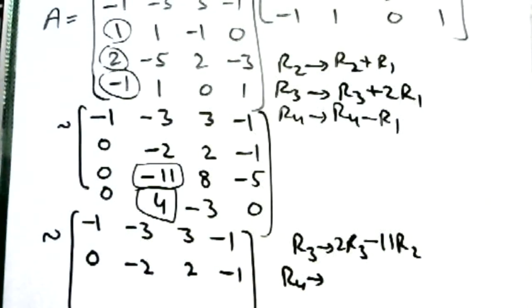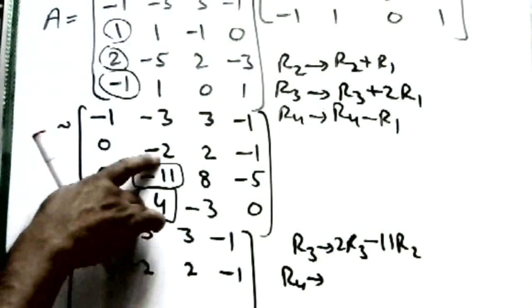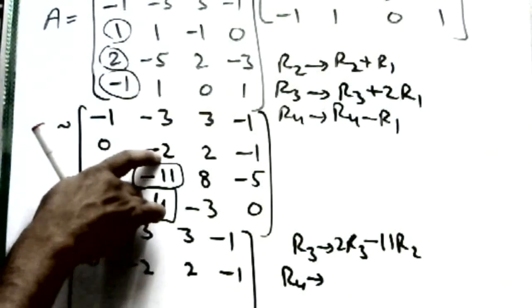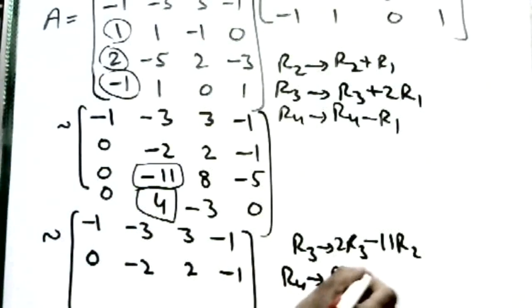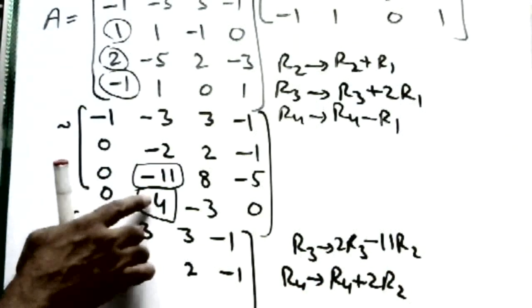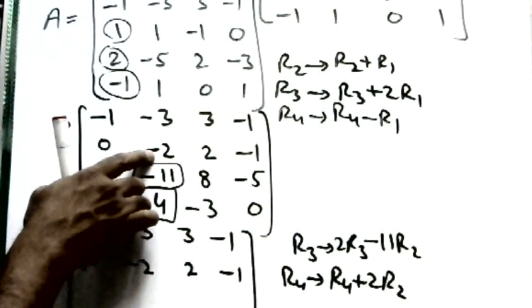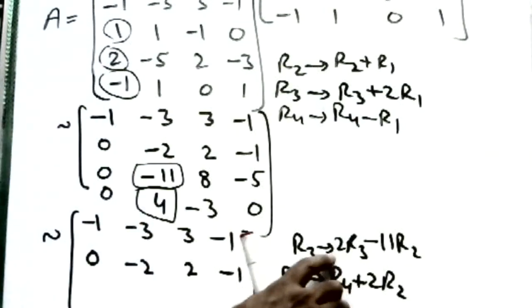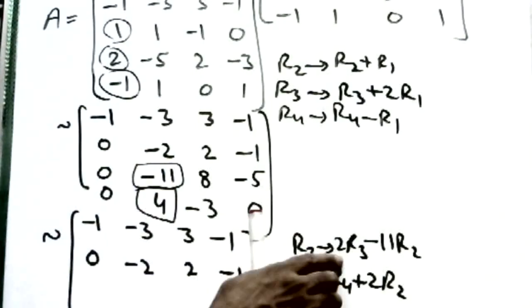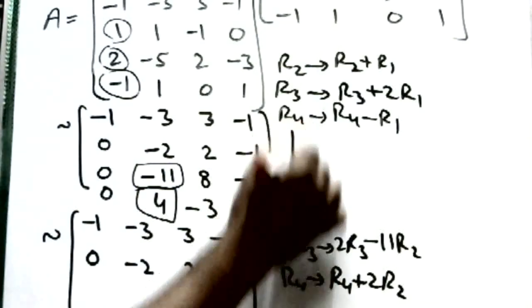And lastly, R4. R4 implies, see here, this is 4, this is 2. So multiply this with 2. 2 2s are 4, 4 minus 4, 0. R4 implies R4 plus 2R2. Plus into minus, minus 2 2s are 4. 4 minus 4, 0. If this looks difficult to do directly, let me do some rough work.